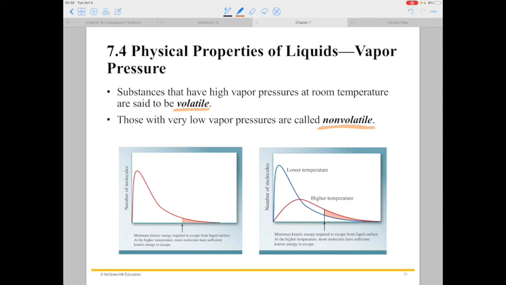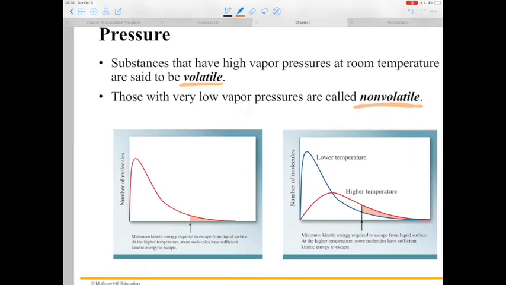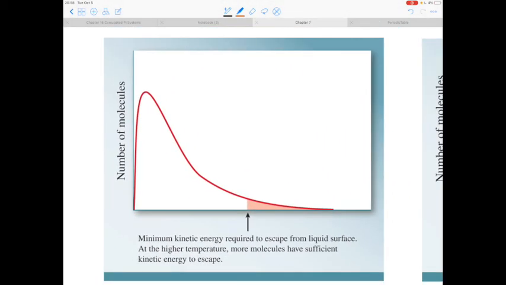Vapor pressure also depends on temperature. This is what this graph is illustrating here. Let's focus on one and then we'll look at the other one. This is a scale. On the x-axis is energy and on the y-axis is number of moles. This is at a given temperature. It doesn't really matter, let's say 20 degrees Celsius. And you have a sample of, let's say, liquid water.